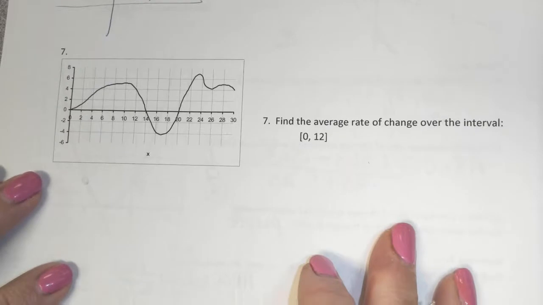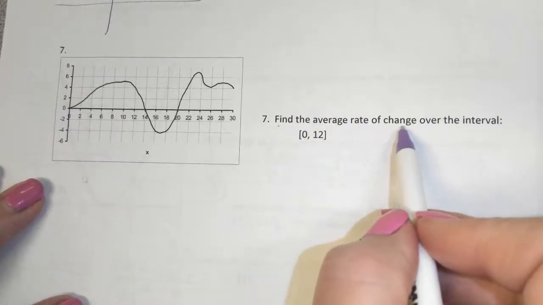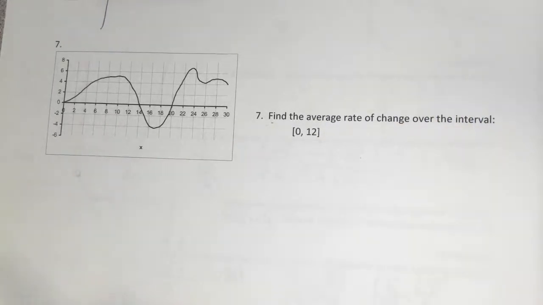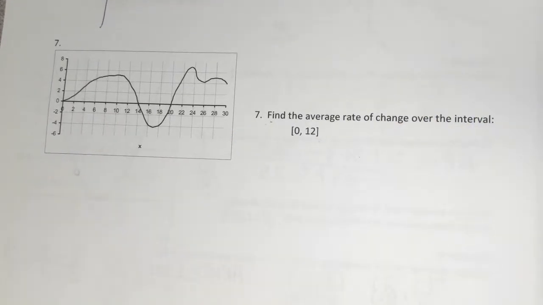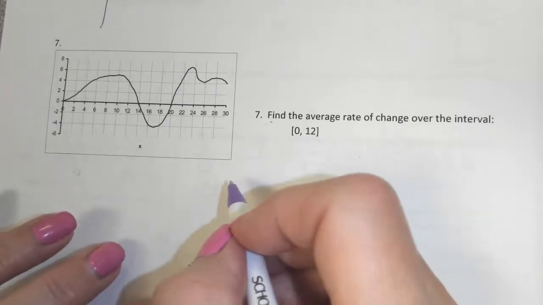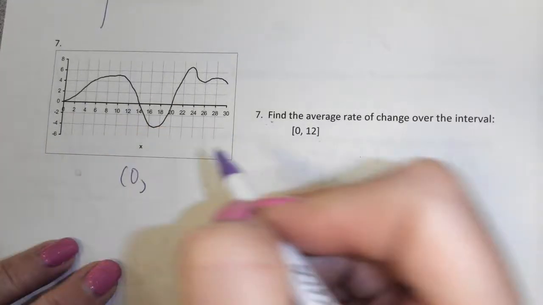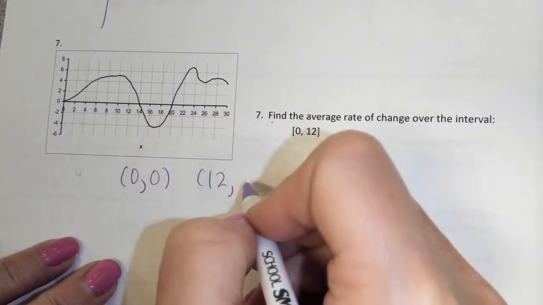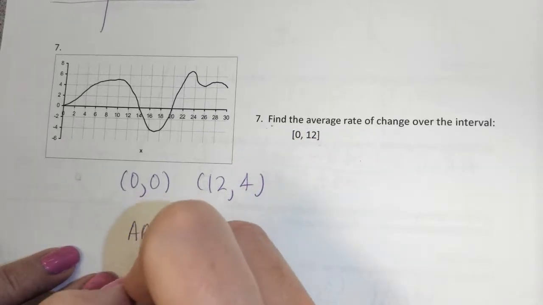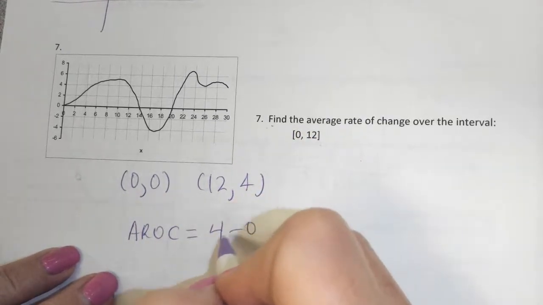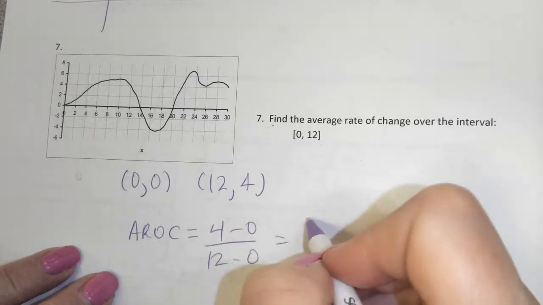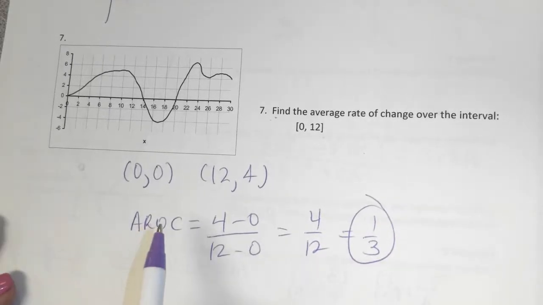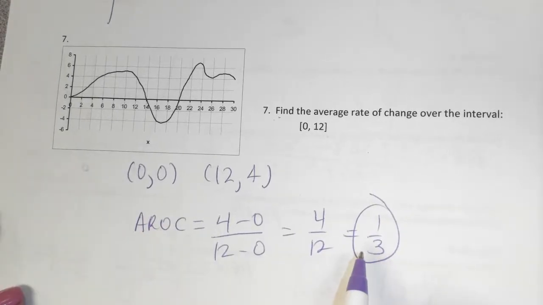All right, let's do this last one here. Find the average rate of change over the interval from 0 to 12. Any ideas of what we should do when we're given a graph? Jasmine? Okay, so when x is 0, what's y going to be? And when x is 12, what's y going to be? And now we can find the average rate of change. 4 minus 0 over 12 minus 0, 4/12 is 1/3. We don't have any units, so we just write 1/3.